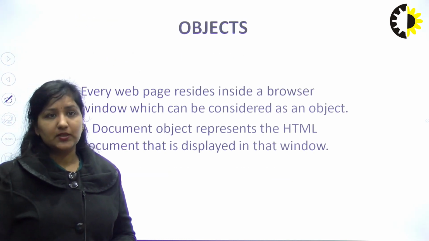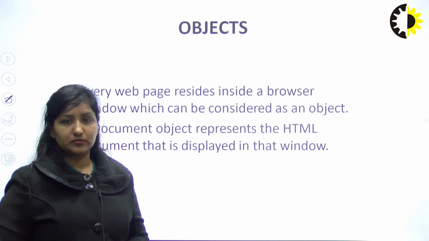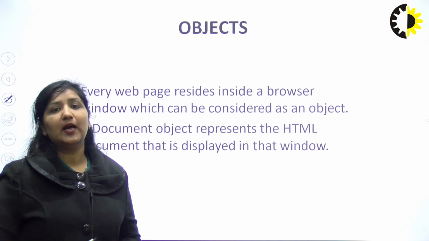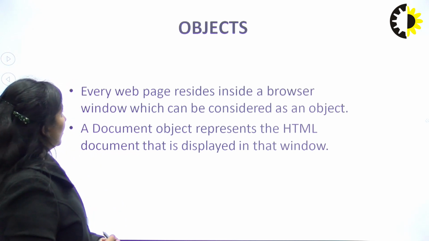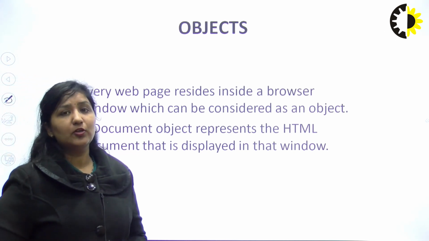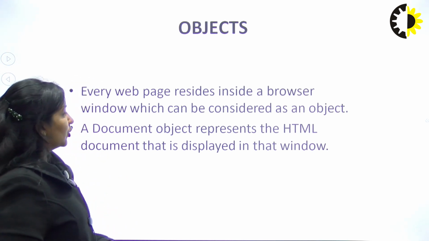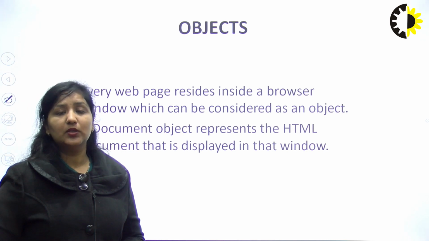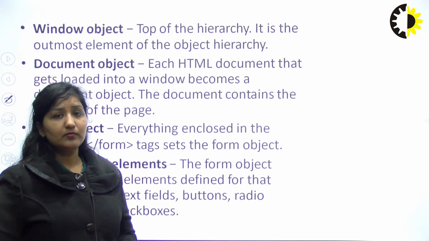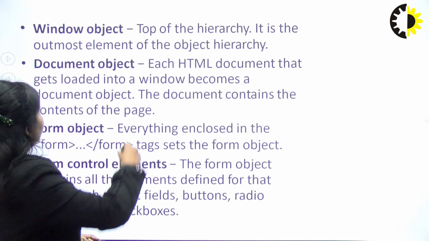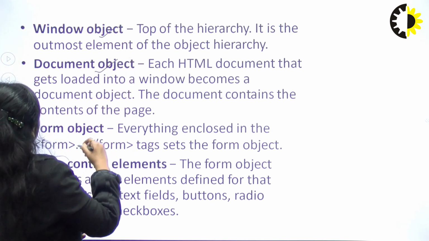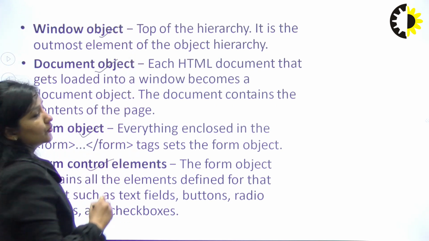Next is the object. Now we are having an event. The event will happen on an object. So every web page resides inside a browser window. It can consist of an object as well. A document object represents the HTML document which is displayed in that particular window. Now what are the various objects? Window object, document object, form object, and the form control elements.